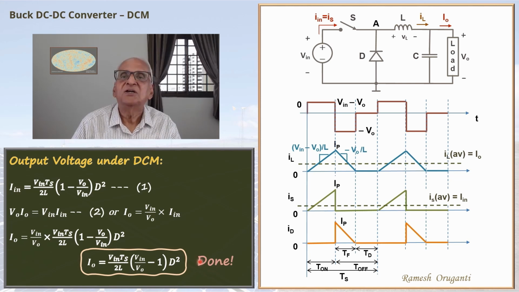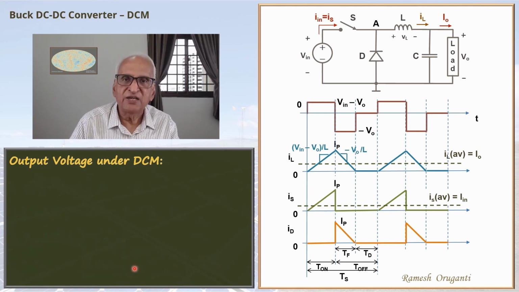So how did we do it? We first found an equation for the input DC current, and that related the input DC current to the output voltage. Then we used power balance to get another equation relating I in and V naught. Combining these two, we have got this equation. We are expressing this as an equation for I naught. We can rewrite this as an equation for V naught. So this is the same equation: I naught equals V in Ts by 2L times V in by V naught minus 1 d square.